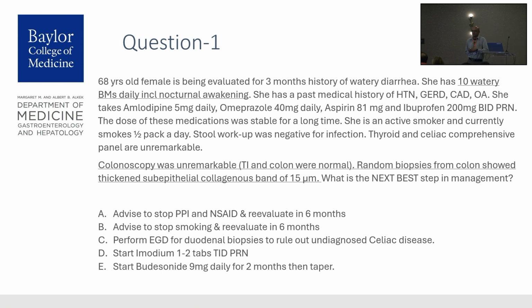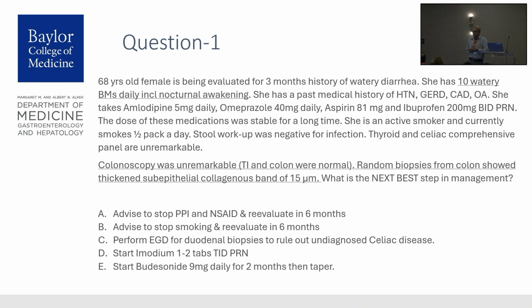Would you advise? And this is where you guys come in, right? Most of you might see this kind of patient. So what would you do next? Would you advise stopping the offending medicines, like the PPI or the NSAIDs, and reevaluate in 6 months? How many of you would do that?